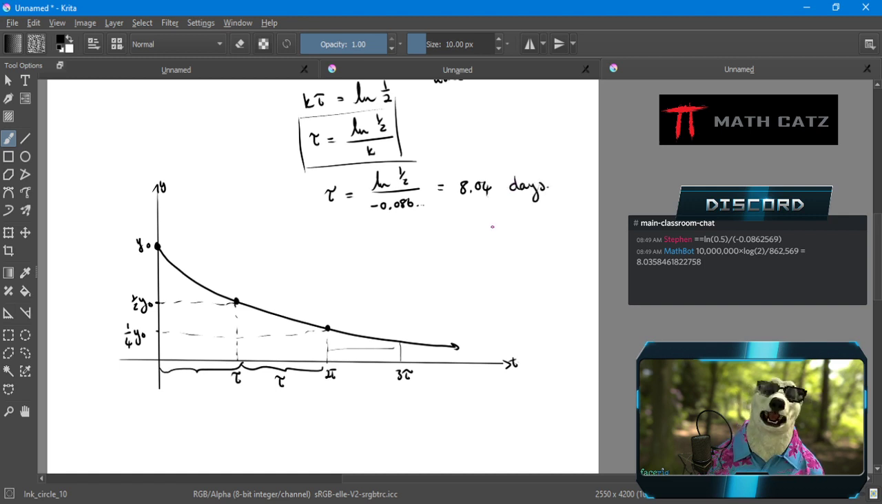So approximately every 8 days, not perfect, we lose half of the radioactive substance. On day 16-ish, we're going to be down to a half of a half. And then on day 24, we're going to be down another half and so on. Never actually getting to zero, but it is decreasing quite rapidly. All right.